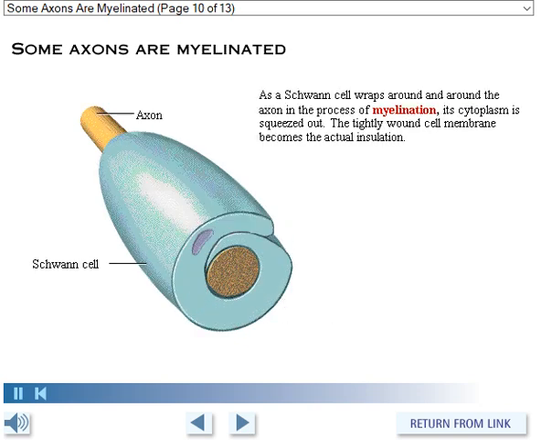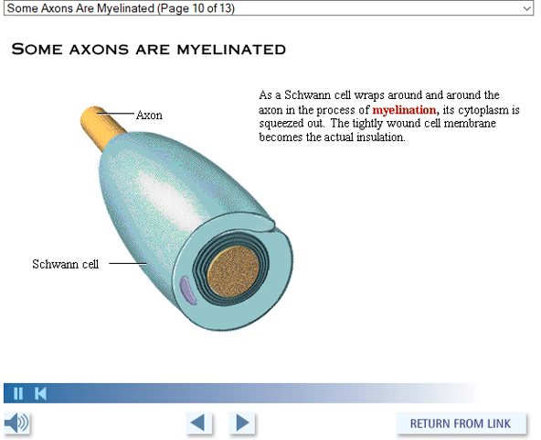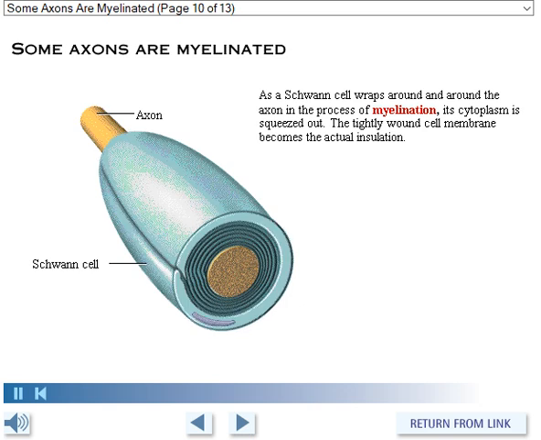As a Schwann cell wraps around and around the axon in the process of myelination, its cytoplasm is squeezed out. The tightly wound cell membrane becomes the actual insulation. To see the process of myelination again, click the Schwann cell.